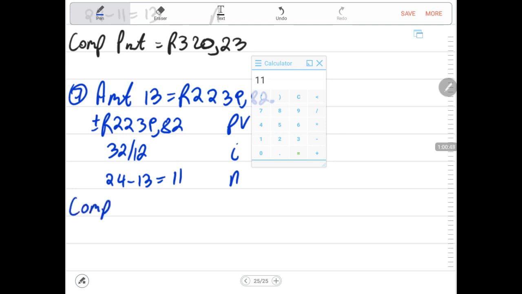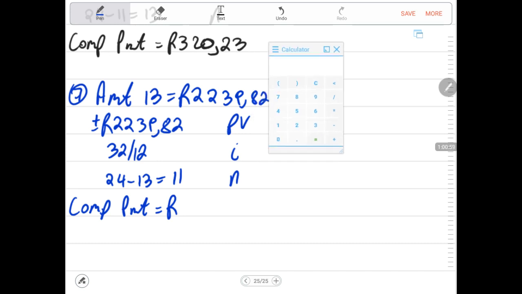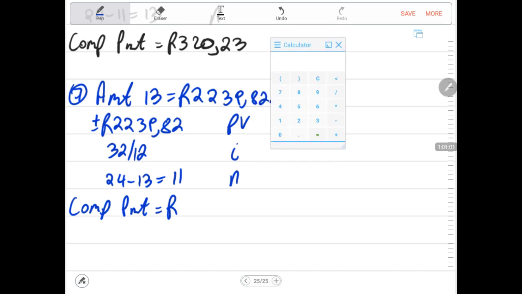What do we want to know? We want to calculate the new payments. Second function alpha 00 to clear the memory. Then we say 2,239.82 plus minus is our present value. Then we have 32 divided by 12 as our interest. Then we have 11 as our n, and we compute our PMT.